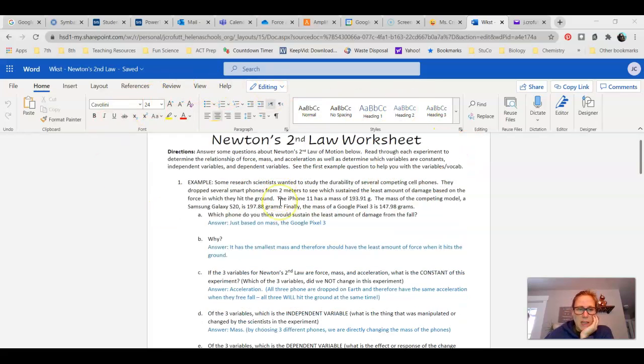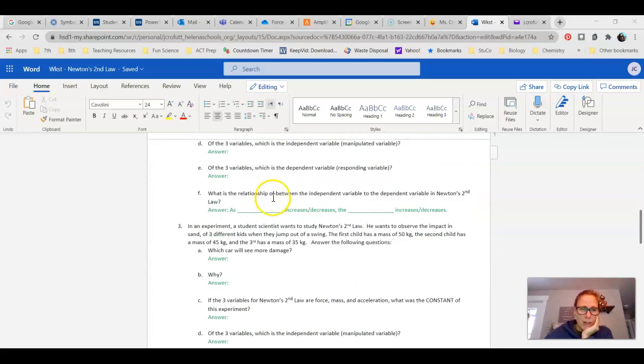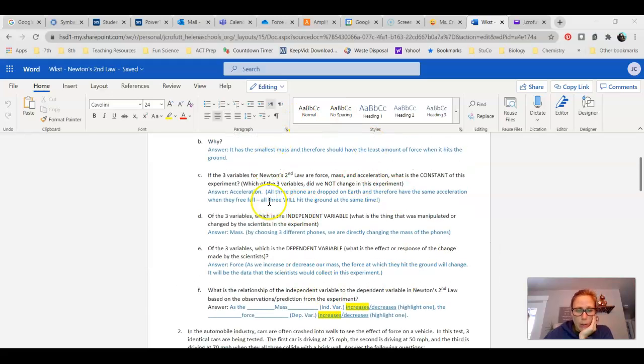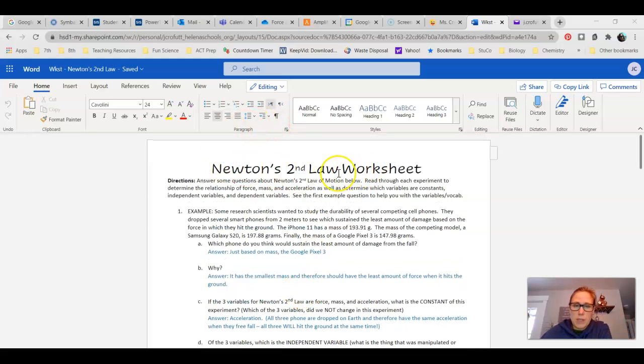So there's 4 questions on this worksheet, but I did the first one for you so you can see how it's done and how I expect it to be done, and I'm also going to go through that example with you. Just to start, Newton's second law is force equals mass times acceleration. So the whole law hinges around how force, mass, and acceleration relate to each other. If one increases, what does the other one do? Or if one decreases, maybe this one will increase, whatever the case may be.